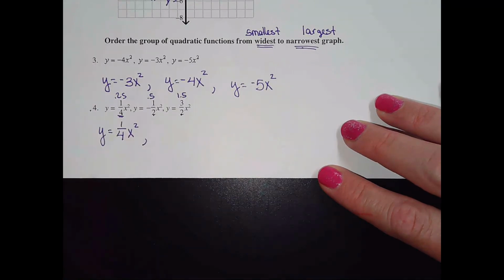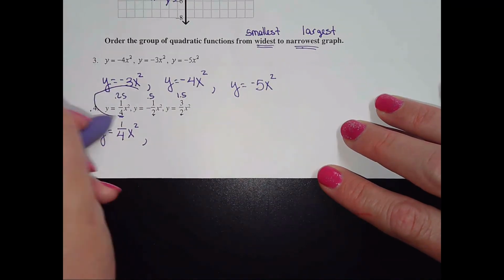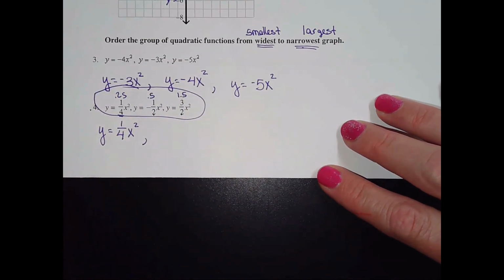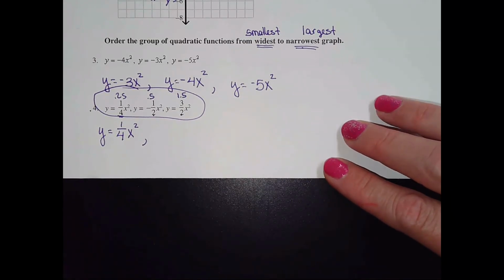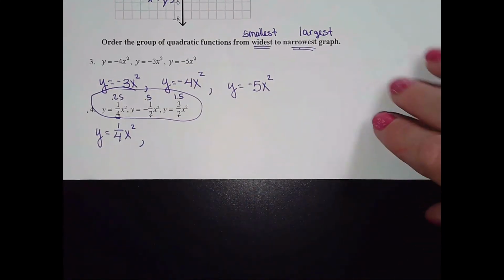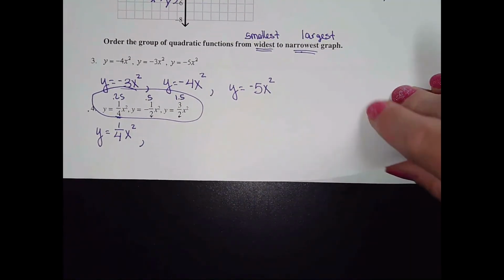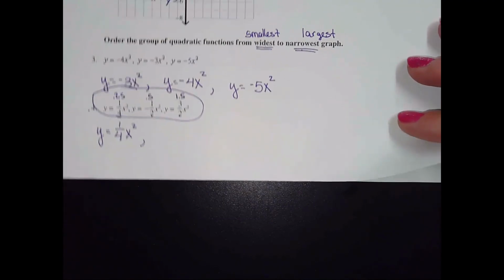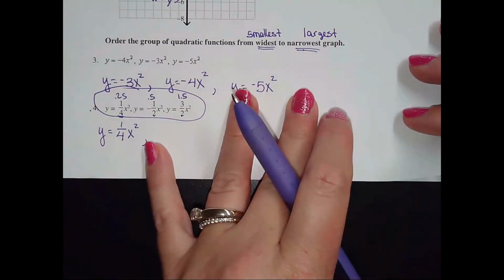Actually, this one's already in order, isn't it? Yep, there it is. I'm not even going to rewrite it. That already is in order from widest to narrowest. Do you think of quarters? Sure. Okay. All right, so that's one thing that you're going to need to do. Next page.